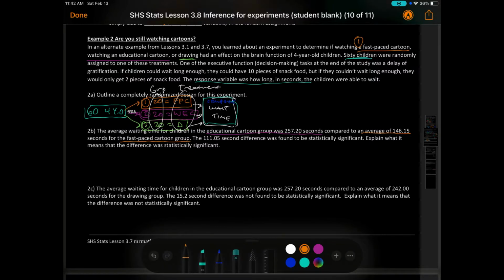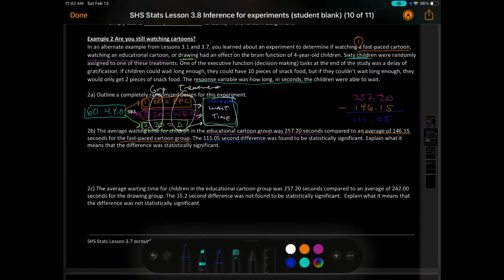The difference, the 111 second difference, was found to be statistically significant. Explain what it means that the difference was statistically significant. So they basically just took the 257.20 and they subtracted it from the other group, and then they got that number, 111.05. So they don't have to do any subtraction, but I want to show you that because you're actually going to have to do that later on.